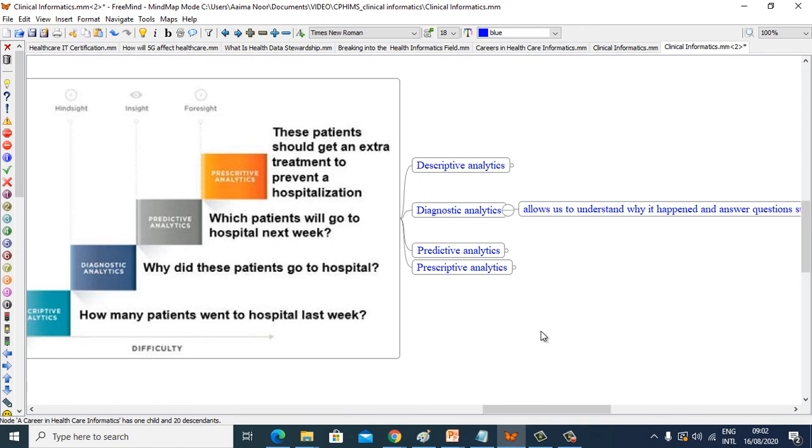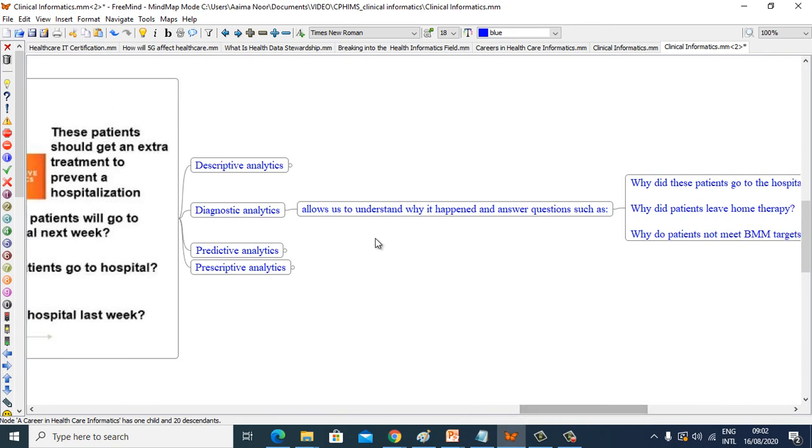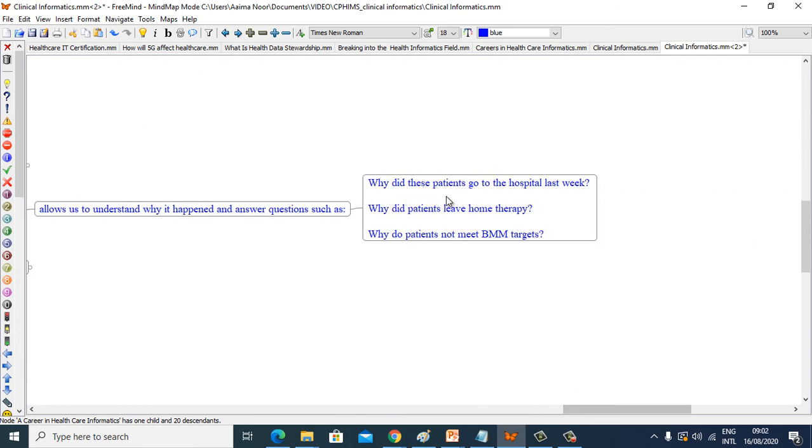Diagnostic analytics allows us to understand why it happened and answer questions such as why did this patient go to hospital last week? Why did this patient stop home therapy? Why do patients not meet BMM targets?